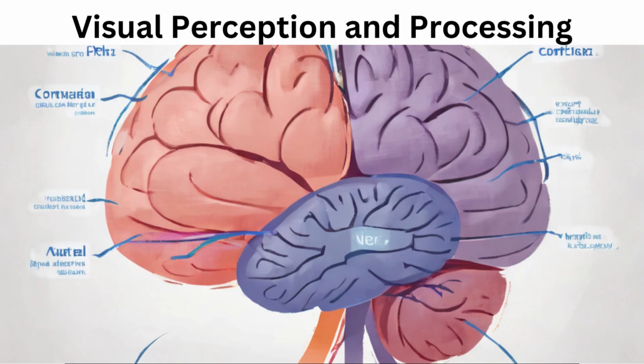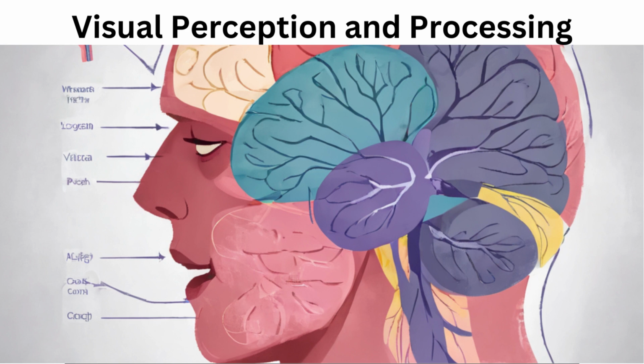Visual perception and processing. The process of reading begins with visual perception. When you look at a written word, the visual information is processed by the primary visual cortex located in the occipital lobe at the back of the brain. The visual information, in the form of letters and words, is then forwarded to higher-order visual areas such as the ventral stream, which includes regions like the fusiform gyrus. These areas are responsible for recognizing and processing complex visual patterns, including letters and words.